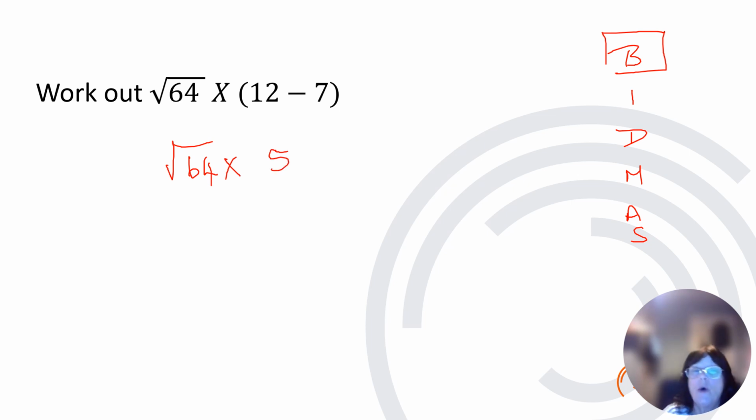So we have then got indices. So the square root of 64 is 8, and 8 times 5 is 40. So your answer is 40, and well done if you got that one correct. Shall we look at another one?